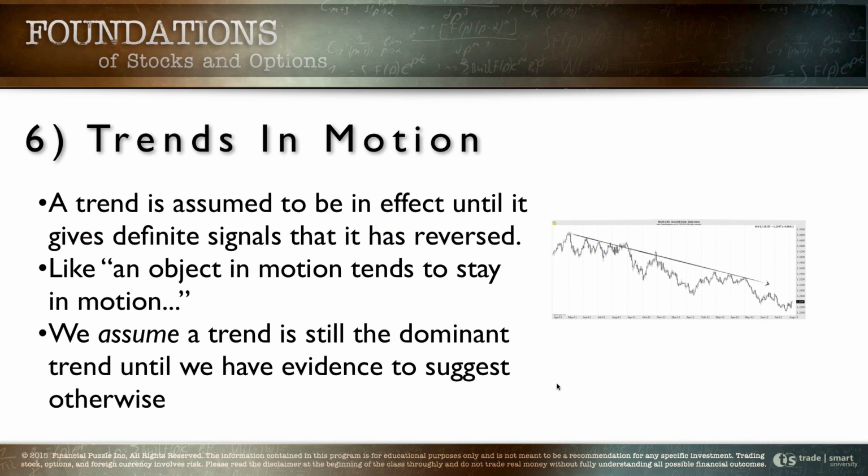Another way of thinking about this is kind of like the laws of physics. An object in motion tends to stay in motion. Well, we could say a trend in motion tends to stay in motion. And as long as that trend is happening, we're going to assume that the predominant direction is still in the direction of that trend. So we assume that is all happening. That's what the 6th tenet and the 6th principle of Dow theory talks about.